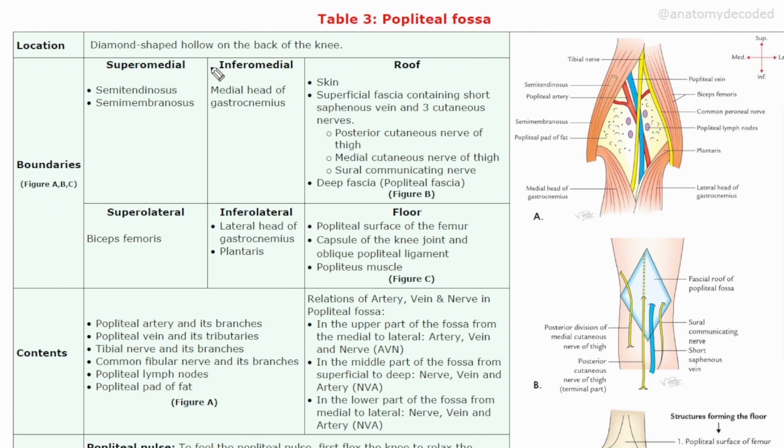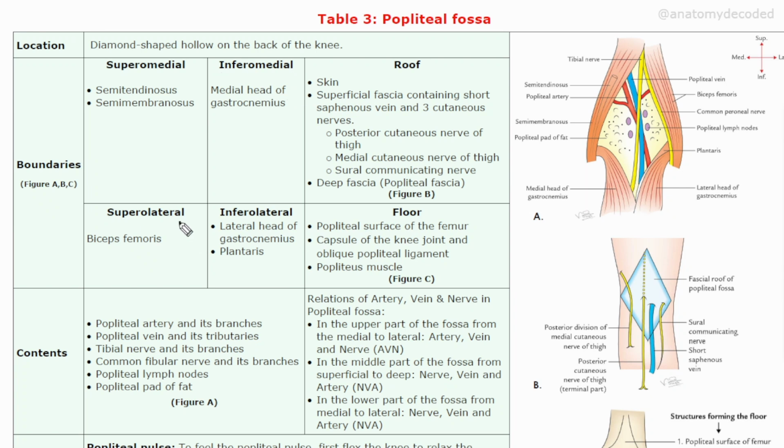So what is the superomedial boundary? It is formed by semitendinosus as well as semimembranosus muscle. Look at this diagram, you can identify the semitendinosus muscle and the semimembranosus. Both muscles are present along the medial aspect of the thigh. They are coming in the superomedial boundary. Then the inferomedial boundary is formed by the medial head of gastrocnemius muscle. These are muscles of the leg. So this forms the inferomedial boundary.